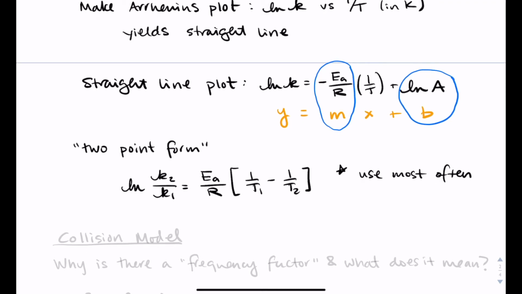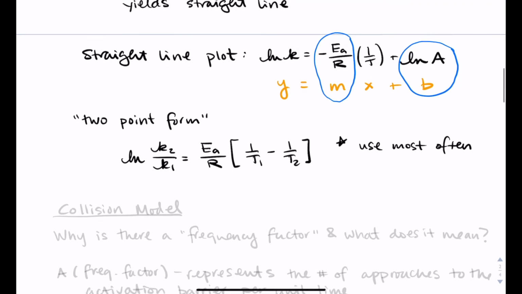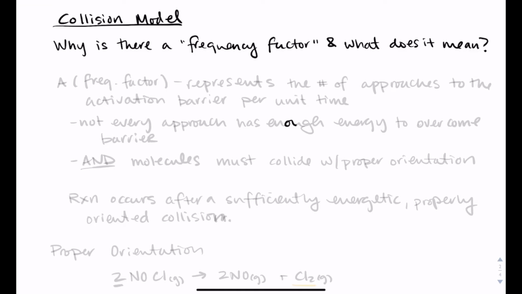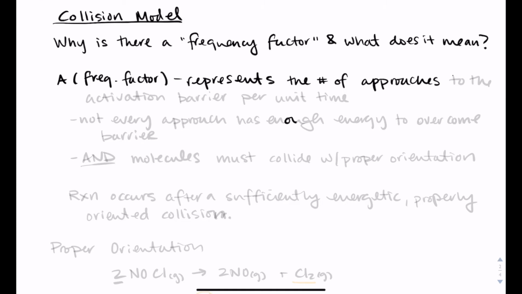So the collision model tells us about the frequency factor. So why is there a frequency factor and what does it mean? So now that you've seen the energy diagram, we have this energy barrier that we have to get over, and the frequency factor is a measure of how many times the reaction tries to get over the barrier per unit time. So essentially, every time the reactants come together or do whatever they need to do to move toward product, not every approach has enough energy to overcome the barrier.